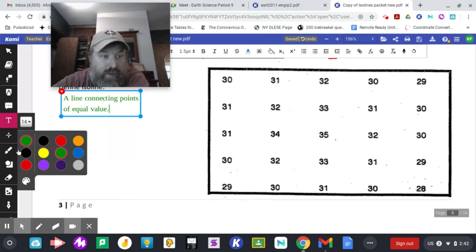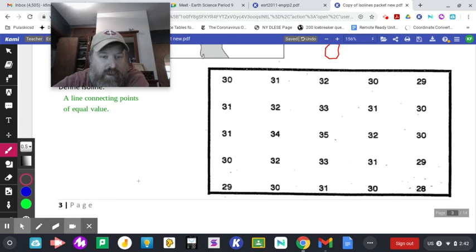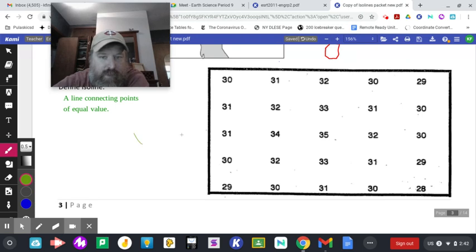So I'm going green. I don't like that mossy green. How about that green? All right, we're going green. Again, I like to start with either the lowest or the highest, and I'm thinking on this one, the lowest is definitely the easiest. And the lowest I see is 28.